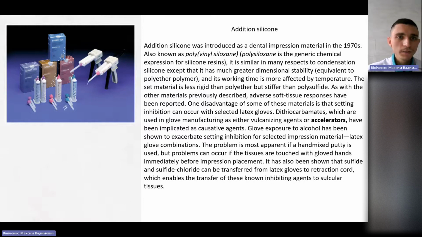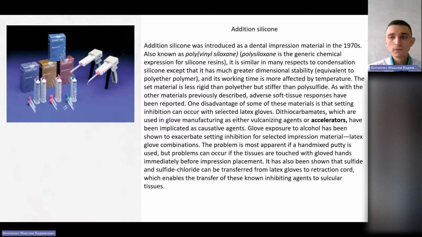Addition silicone was introduced as a dental impression material in the 1970s. Also known as polyvinyl siloxane or polysiloxane, it is the generic chemical expression for silicone resins. It is similar in many respects to condensation silicone, except that it has much greater dimensional stability. In our country, in Zaporizhzhia, for example, we use this addition silicone to make crowns.